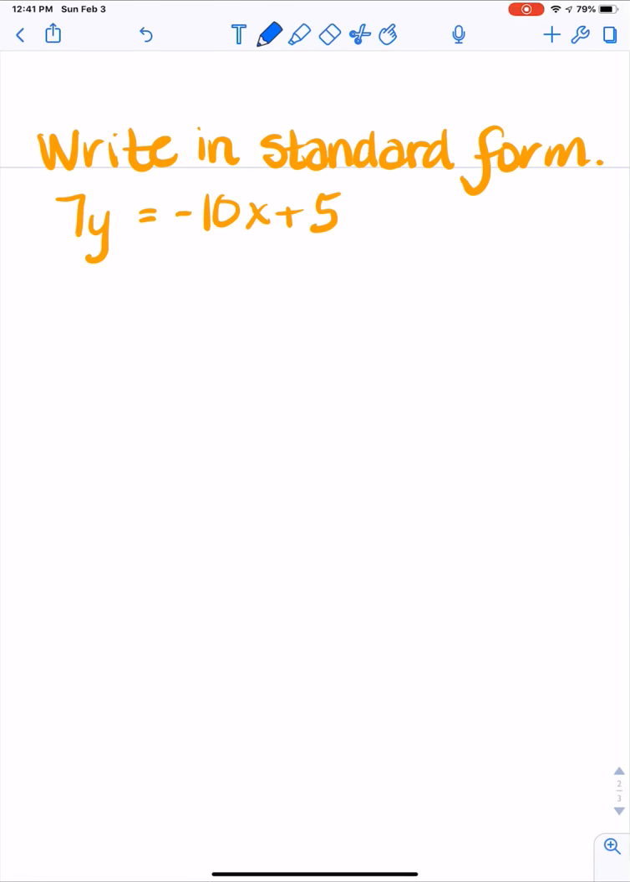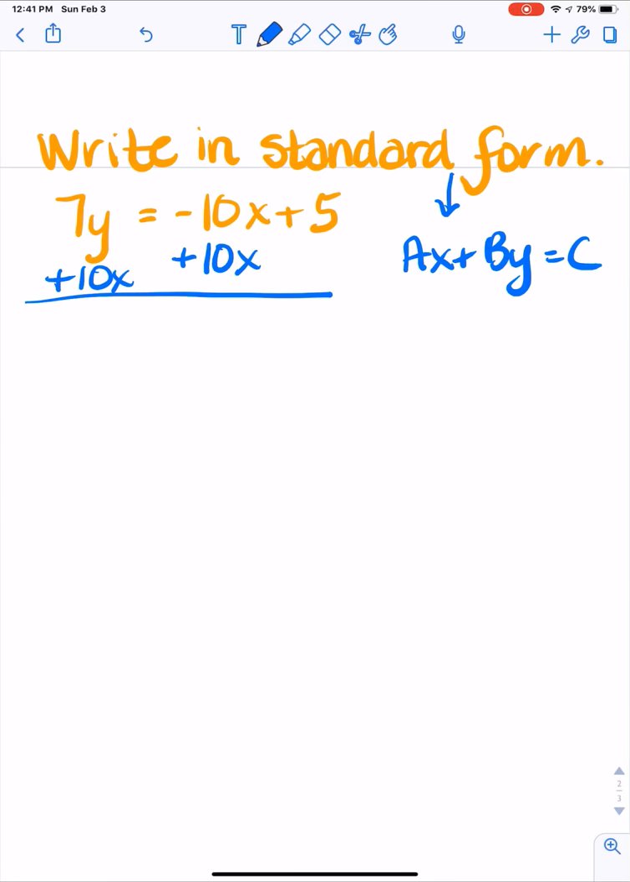When you don't have a fraction, I just really have an equation in this one, again, that still wants to be in standard form. But the big thing for me is the only thing that we really have to worry about is getting x and y on the same side. So since x is here, I'm going to add 10x to both sides to move it. It's going to be 10x plus 7y. This cancels, equal 5.